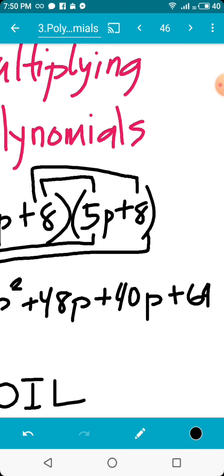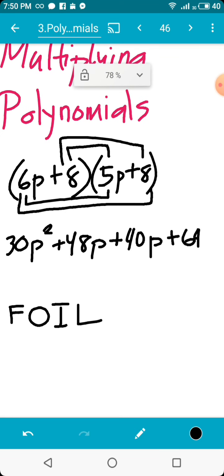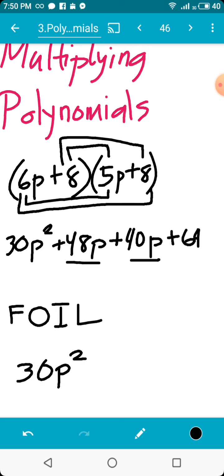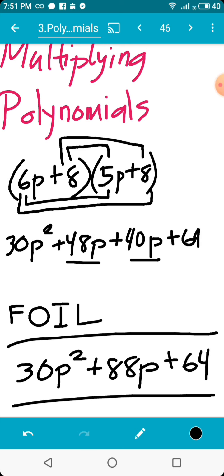Okay? So, ito ngayon yung nakuha natin na product, pero kung mapapansin nyo, meron tayong like terms. So, kailangan natin i-combine yan para ma-simplify ang ating sagot. Okay? So, we have now 30p squared. And then, if we combine positive 48p and positive 40p, so we have positive 88p. Okay? And then, just bring down positive 64. So, ito na ngayon yung product ng ating polynomials. Okay?